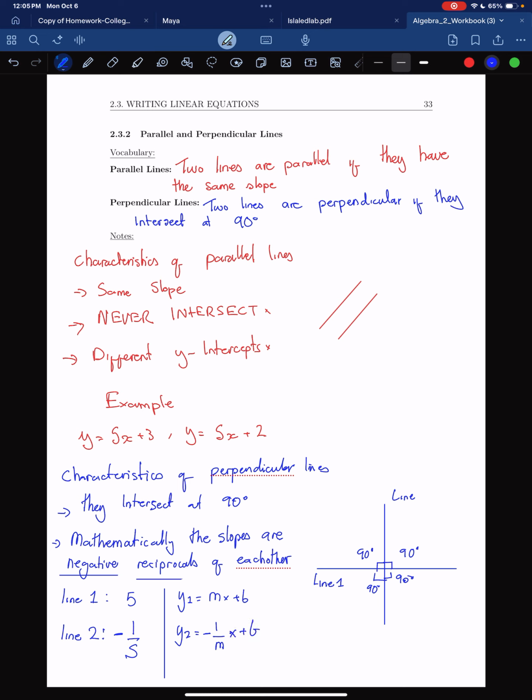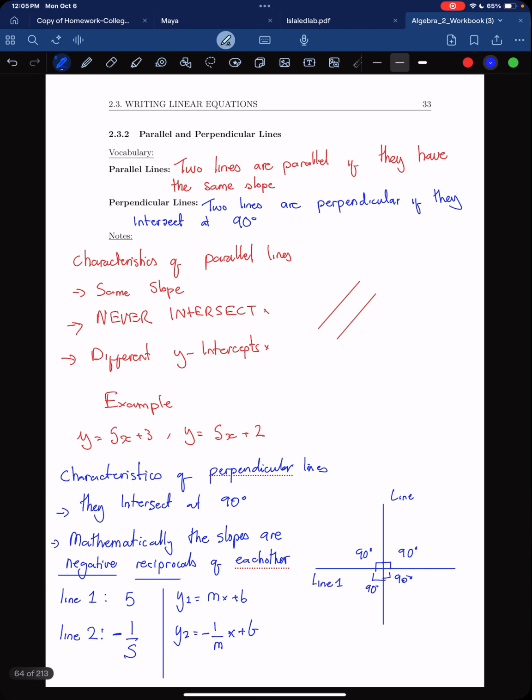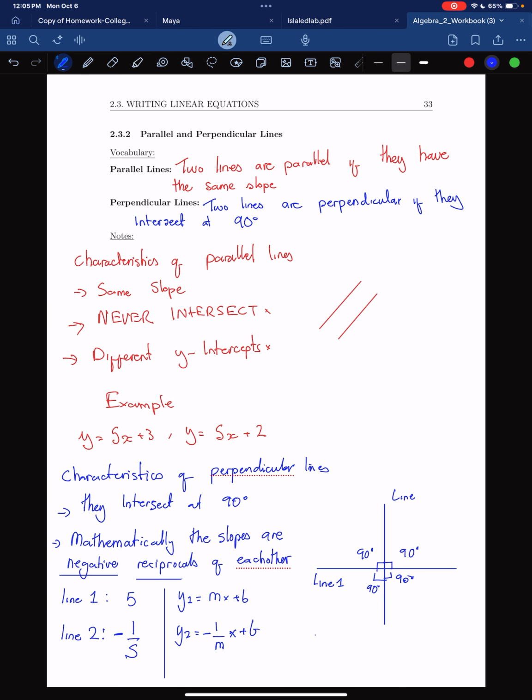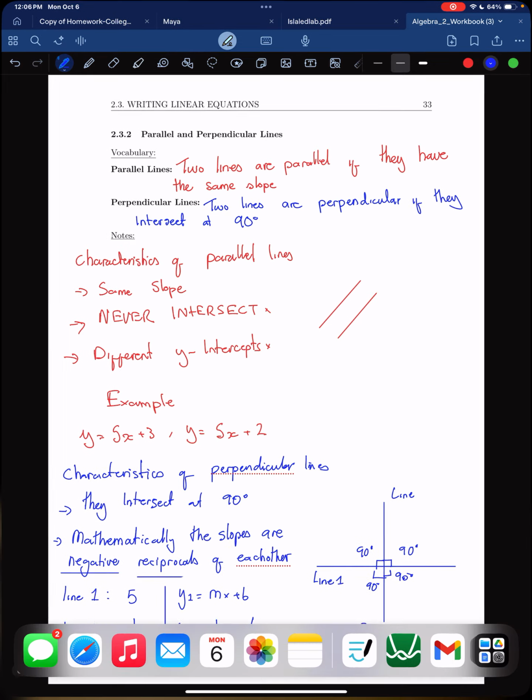So let's see what this looks like on Desmos. Let me test the function. If I have y equals 5x plus 3, I expect a line that's perpendicular to it to have y equals minus 1/5 x plus 3. Let's see that in Desmos.